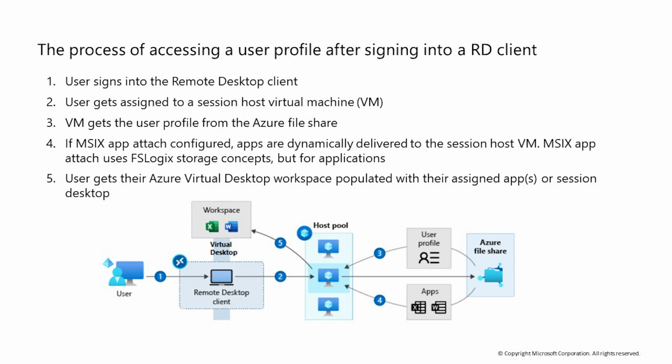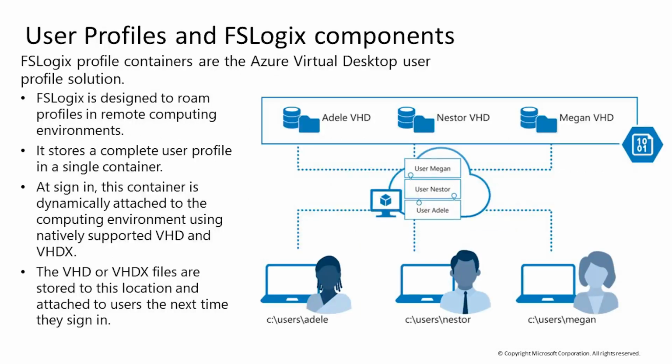Now, what is the process? The process is configured so that it can be dynamically attached. So you have profile containers designed for roaming profiles, which connect with the complete user profile itself. It gets connected during the sign-in, and it gets attached as a VHD or a VHDX. So these are the disks which have the user profiles, and they're all stored in a specific location and attached to the users the next time they sign in.